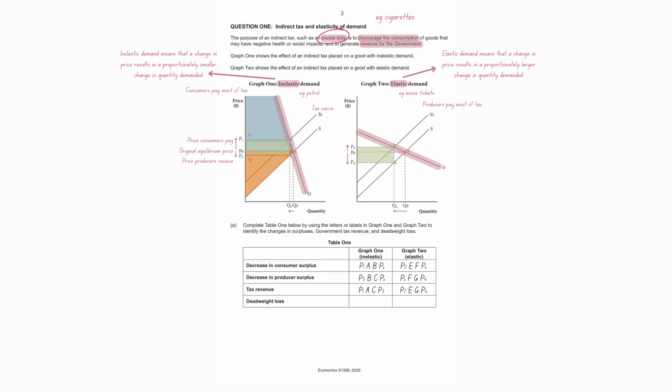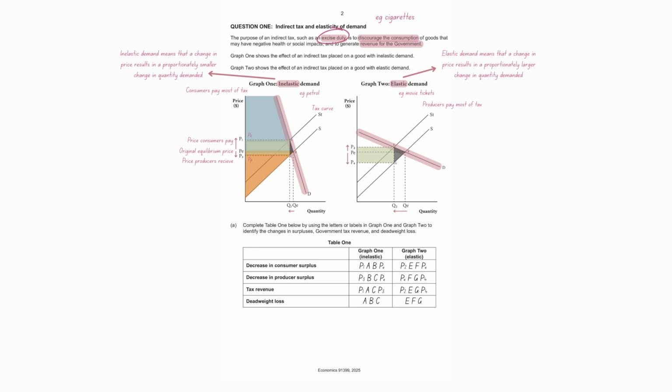Sometimes instead of tax revenue, they'll say government revenue. That's the same thing. And lastly, the deadweight loss. When there is a tax, the deadweight loss is area A, B, C, and area E, F, G. So this area here used to be part of the consumer and producer surpluses, but now it's not. It's also not part of the tax revenue. So basically, no one is benefiting from this amount.